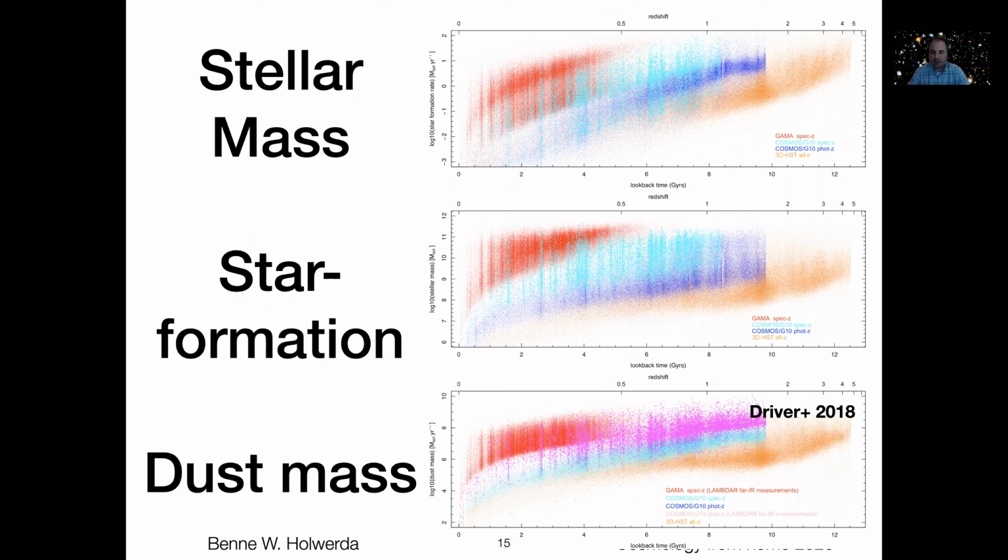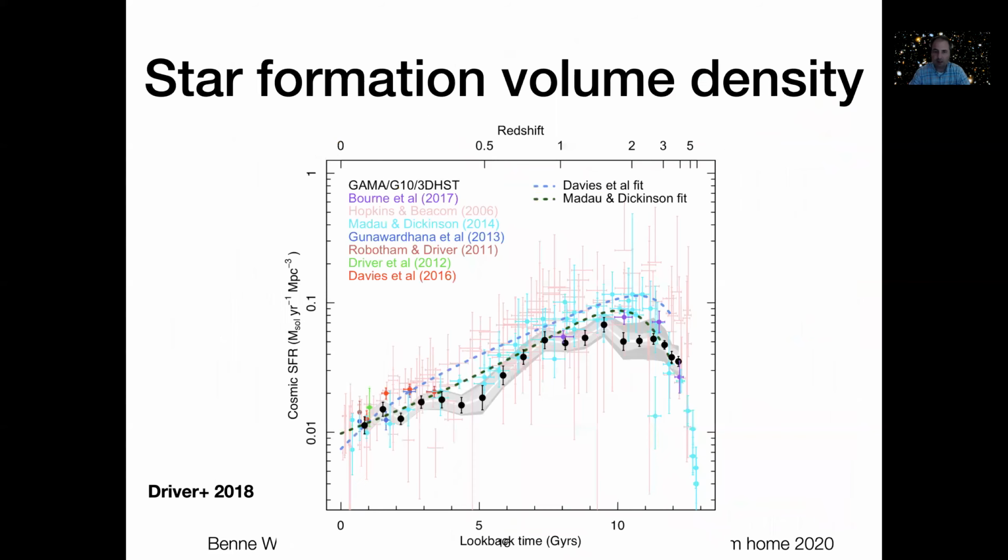And the interesting thing is that we can see these out to about redshift 2. The three surveys combined are pretty complete all the way to redshift 2. So we have a pretty good census here. And as we go back in time from left to right, we can pick out the distribution of galaxies and the distribution of stellar masses, star formation rate, and dust masses.